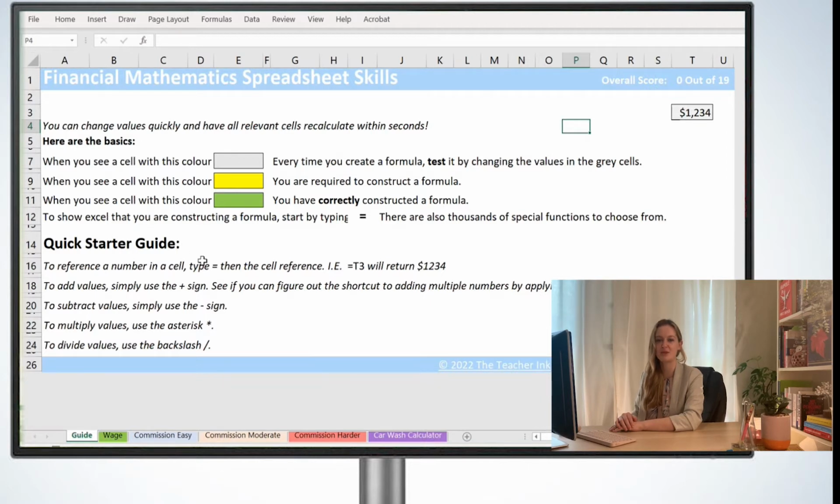Take some time to read the quick starter guide if you have never constructed a formula in a spreadsheet before. Down the bottom of the sheet, we have a series of what we call worksheets. I have ordered these worksheets from easiest to hardest based on the skills required. Select the wage worksheet to start.